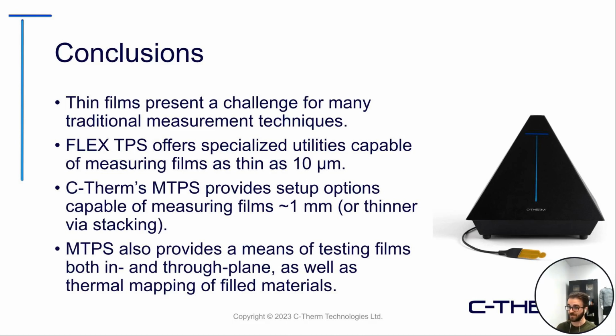But on the other side, the MTPS, C-Therm's proprietary sensor design, does provide you with some setup options to measure these films if they're more in the millimeter range or thinner via stacking. The other nice advantage with the MTPS, of course, as was highlighted, was the ability to do the directional dependency by rotating those samples around, and of course the thermal mapping as well.